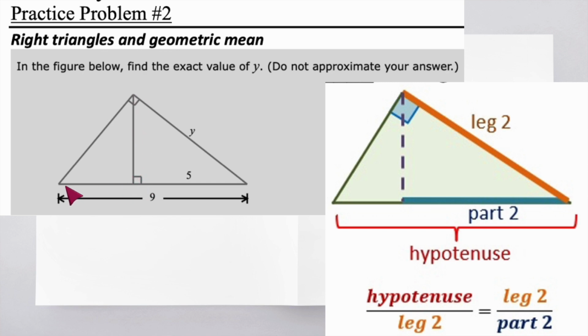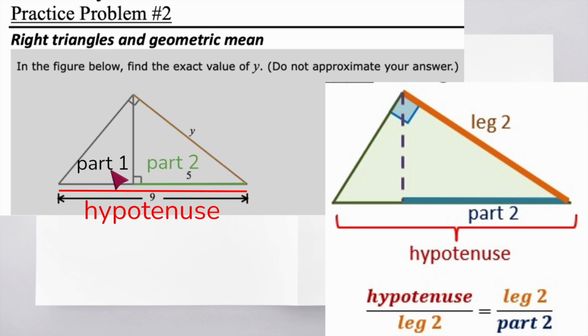So in this case, I have the hypotenuse. Remember, I'm looking at the original 90, and 9 is that whole length across. That's called my hypotenuse. If I think about those two triangles we just did, with part 1 and part 2, this would be part 2, and this would be part 1. So this would be leg 2, and this would be leg 1. If we go through and label, here's my hypotenuse, then I have part 1 and part 2, and then I have leg 2 and leg 1.